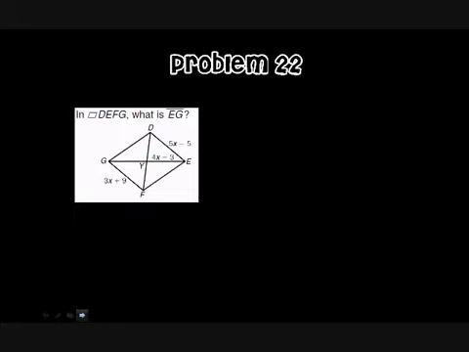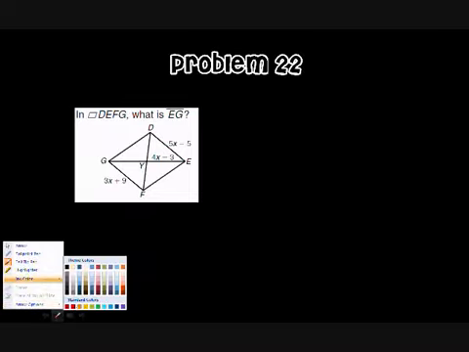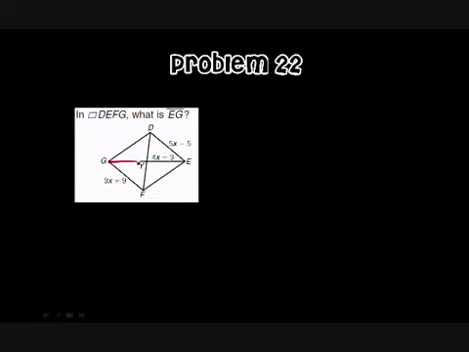Okay, problem 22, it says in parallelogram DEFG, what is the length of EG? So we're trying to figure out this guy right here. We notice that we've got half of it, but we don't know what x is, so we need to figure that out. And you see that these two opposite sides right here have stuff marked on them. And the opposite sides of a parallelogram would have to be equal or congruent. So I'm going to go ahead and set those equal to each other.